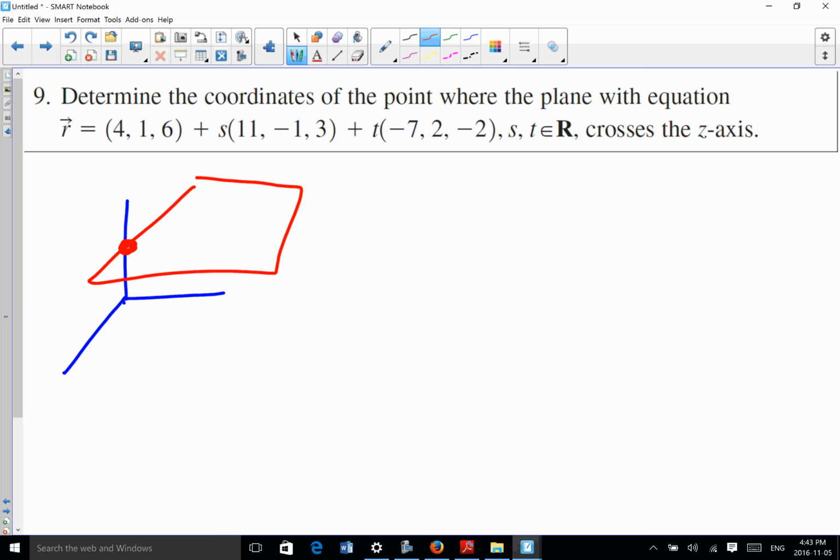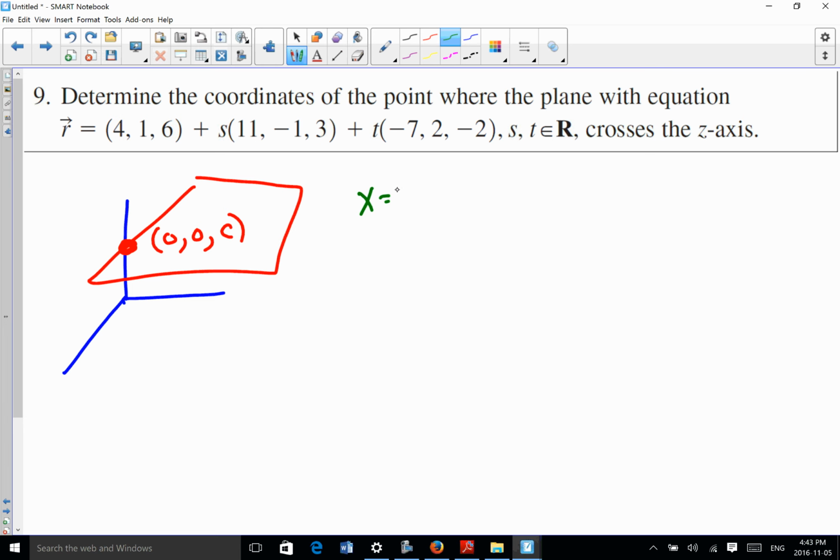What's true about that point? That point is a point where the x value is 0, the y value is 0, and the z value is some number. We don't know what it is. But because I know the first two things are 0, I can use parameters and solve for parameters, or parametric equations, to figure out the point. So let's write this in parametric form for a second.